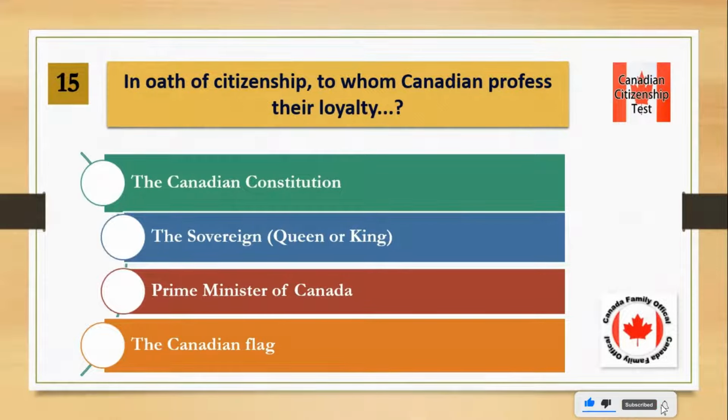In the Oath of Citizenship, to whom do Canadians profess their loyalty? Number 1, the Canadian Constitution. Number 2, the sovereign, Queen or King. Number 3, Prime Minister of Canada. Number 4, the Canadian flag. And the answer is the sovereign, Queen or King.